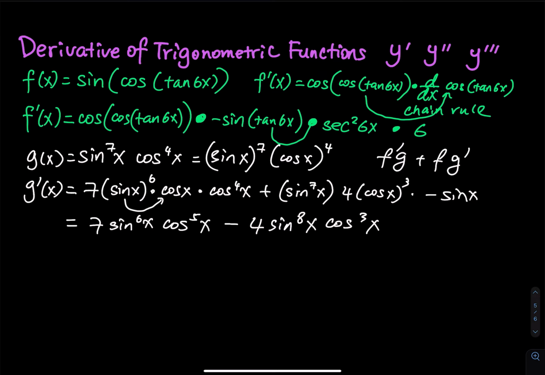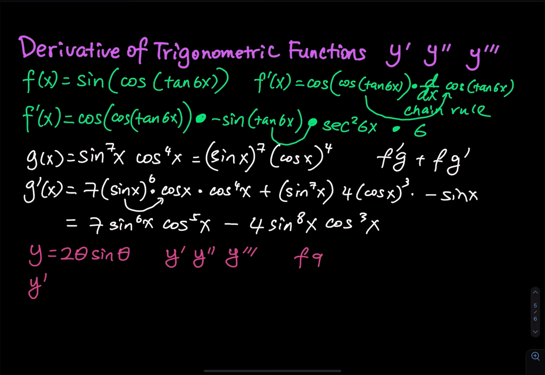So I will give you y equals 2 times theta sine of theta, and I will find the first derivative, the second derivative, and the third derivative. All right, so y prime, product rule is f prime g plus f g prime. Okay, and then 2 times sine of theta plus 2 theta times cosine of theta. Quick and simple, right?